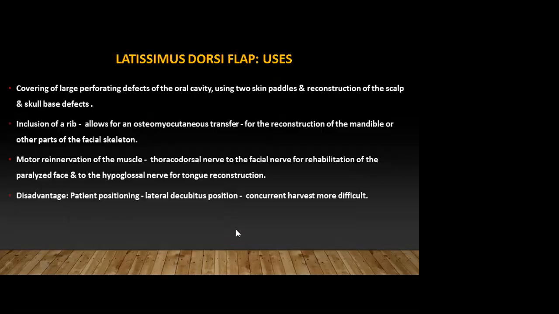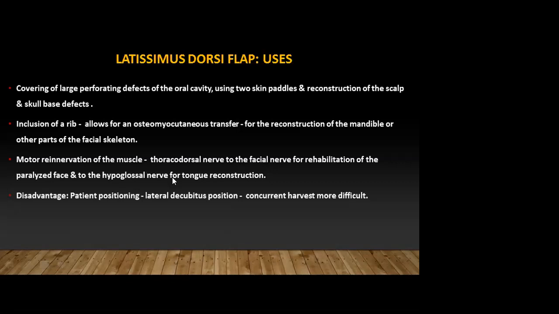The uses of latissimus dorsi are mainly for large perforating defects of the oral cavity, and we can use the two skin paddle concept in the oral cavity, and also in skull base defects and scalp defects. We can include the rib and also the scapula, and make it an osteomyocutaneous flap, and it may be used for the reconstruction of the mandible or other parts of the facial skeleton, and that will be dealt with in detail in the osteomyocutaneous flap. I'm just going through the latissimus dorsi flap.